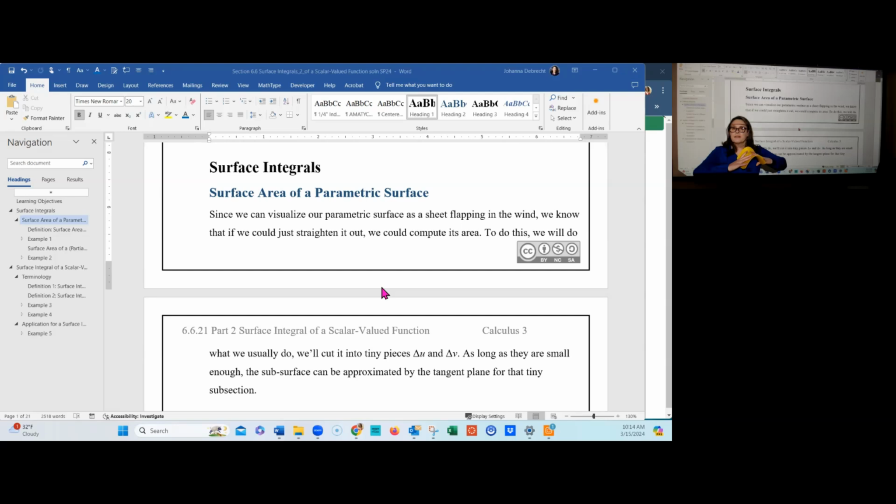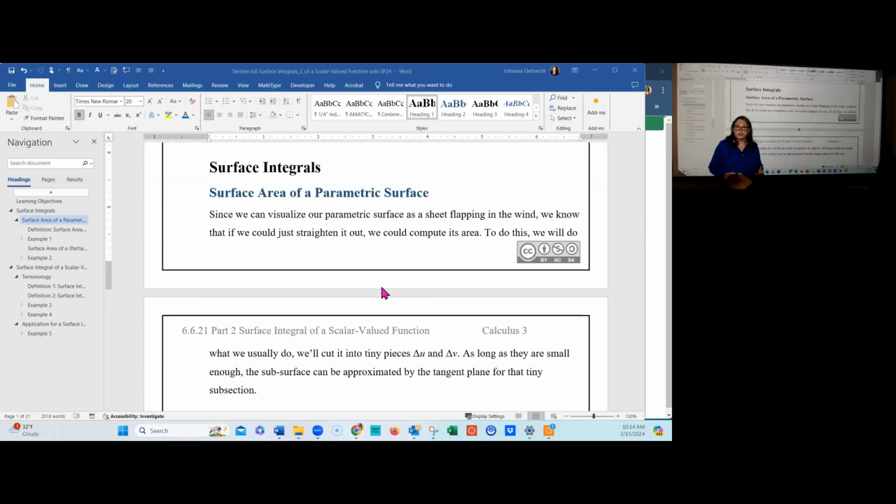And we just know that if we could flatten it out, we could compute the area of it. So we can think of this as sort of like a sheet flapping in the wind. If there were no wind and we could lay the sheet out flat, we could compute its area using the formula for the area of a rectangle. In order to find the surface area of a 2-dimensional surface in 3-dimensional space, we're going to do the calculus thing, which is to cut it into a lot of tiny little pieces. We're going to use the parameterization that we learned about in the previous video and cut them into tiny pieces along the 2 parameters, u and v.